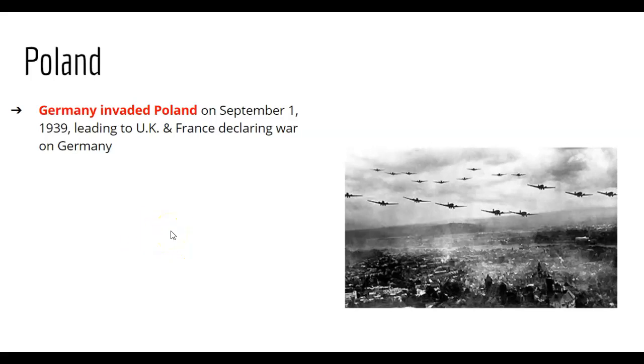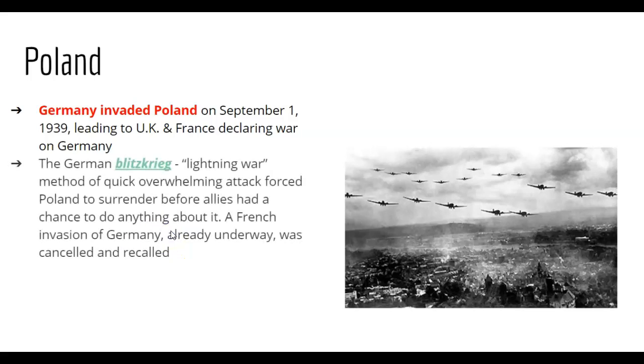The UK and France declare war on Germany because they had told Germany not to do it, or they would declare war on them. They did it anyway. The Germans use this new fighting technique that they call blitzkrieg, where they use the new airplane fighting, as well as these new tanks of theirs that go very fast. And they basically just overwhelm a country with this mechanized warfare and how fast it can move. Most countries were not prepared for that.